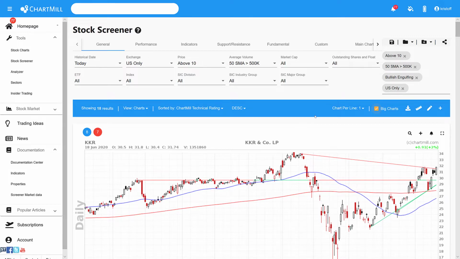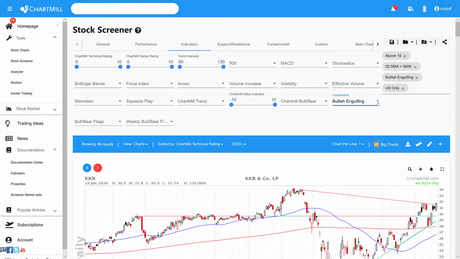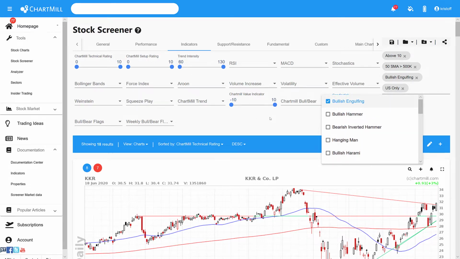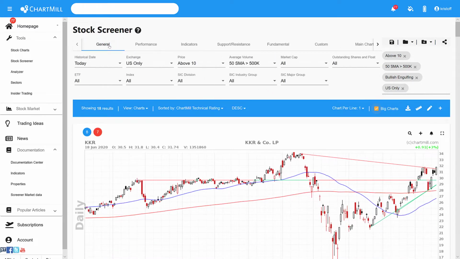The screen is very basic and consists of the following filters. Only US stocks with a minimum price of $10, an average volume of at least 500k, and in this case we've selected the bullish engulfing pattern. Note that there are quite a few other candlestick patterns available for filtering, and these will be discussed in other articles and videos. These default settings can be changed in the different tabs of the stock screener.